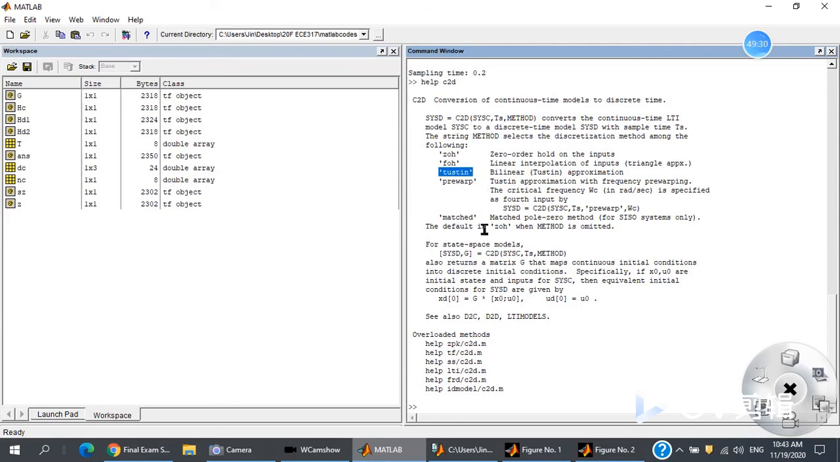And some other methods are similar to this one. They also have a matched one. The matched one matches both poles and zeros, while our impulse invariant method just matches on poles. If you are interested, you can try all of these different methods to transfer a continuous time system to a discrete time system. Alright.